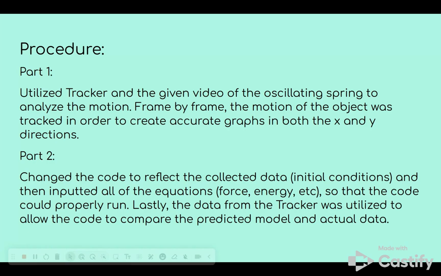For part 2, we changed the code to reflect the collected data with the initial conditions and then inputted all of the equations like force and energy and so on, so that the code could properly run. Lastly, the data from Tracker was utilized to allow the code to compare the predicted model and actual data.